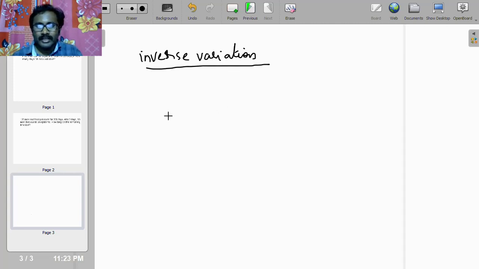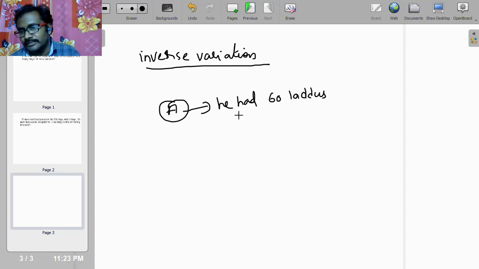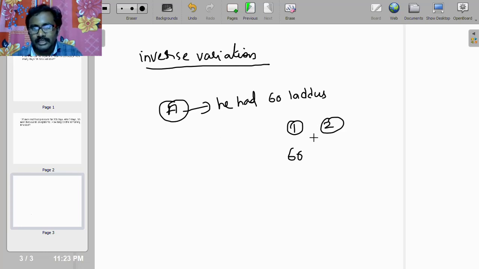For example, A is a person. He had 60 laddus. He wants to distribute them to his friends. For example, if it is one person, he can distribute all 60 laddus directly. If it is two persons, he can share equally as 30, 30. Am I right? If it is three persons, he can distribute to these three friends 20, 20, 20, right?